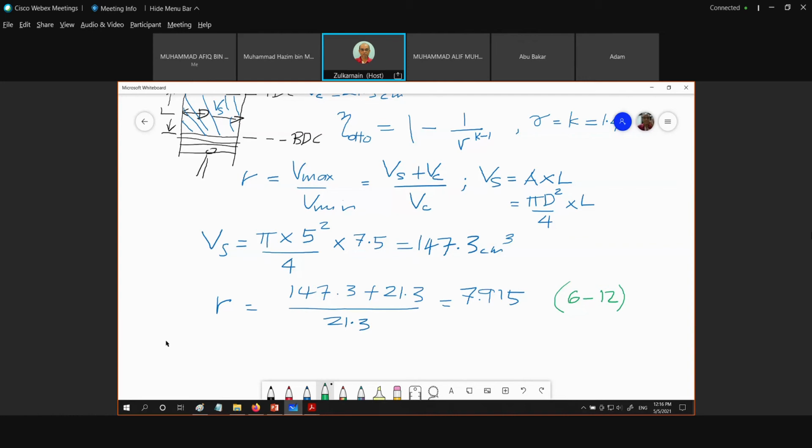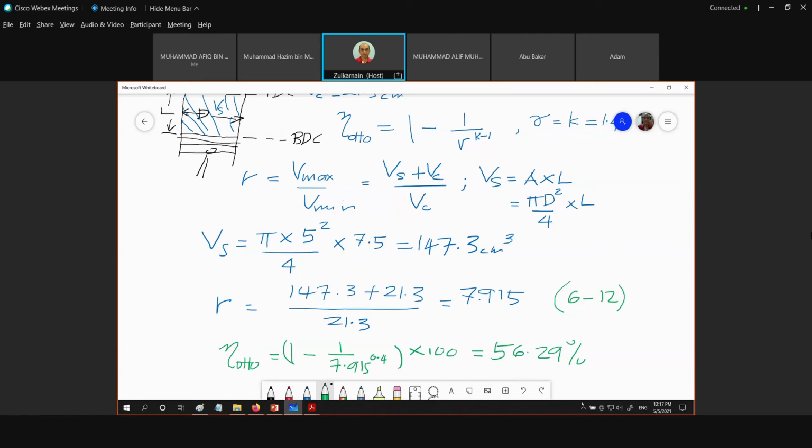Usually that is its value. Okay, so when you put in your Otto cycle efficiency, how much do you get? 1 minus 1 over 7.915 to the power of k minus 1, which is 0.4, and then multiply by 100 for percentage. How much is that? 56.29%.